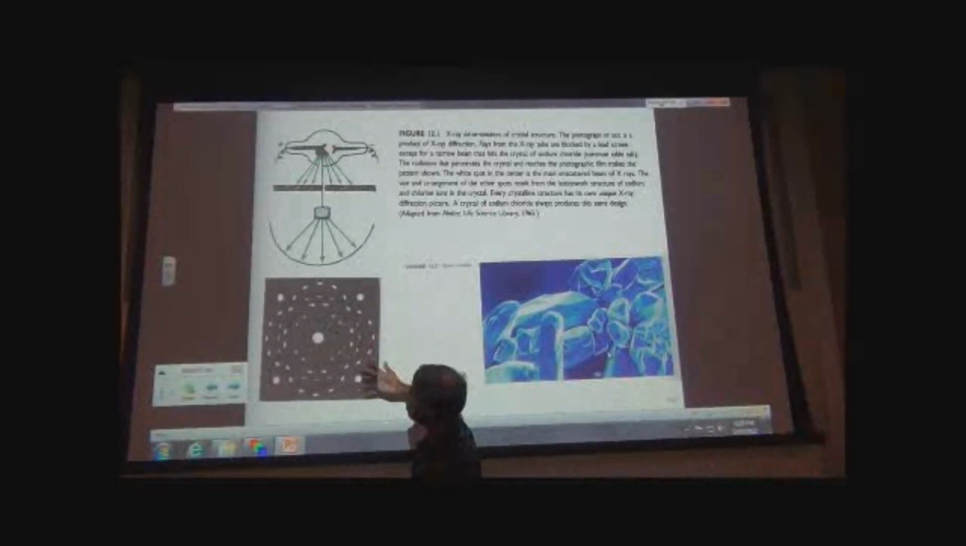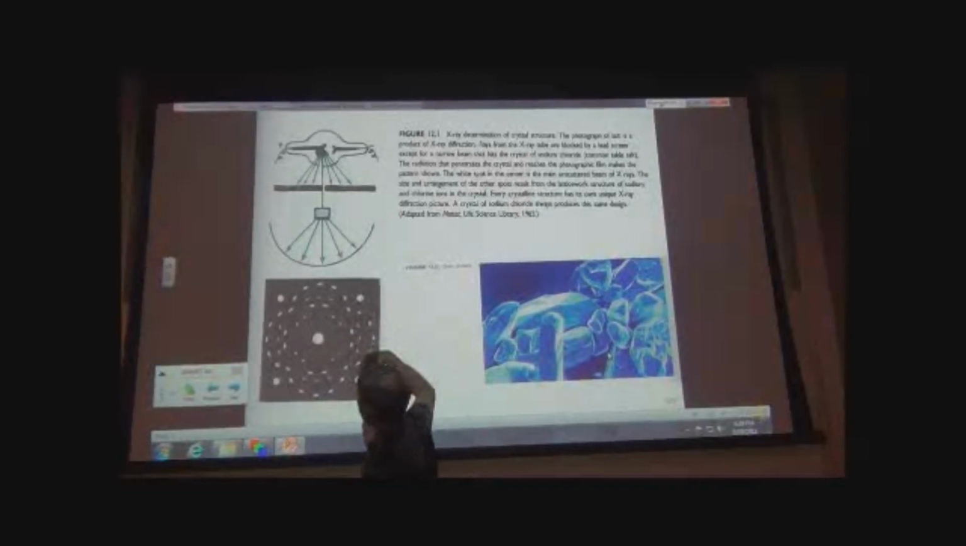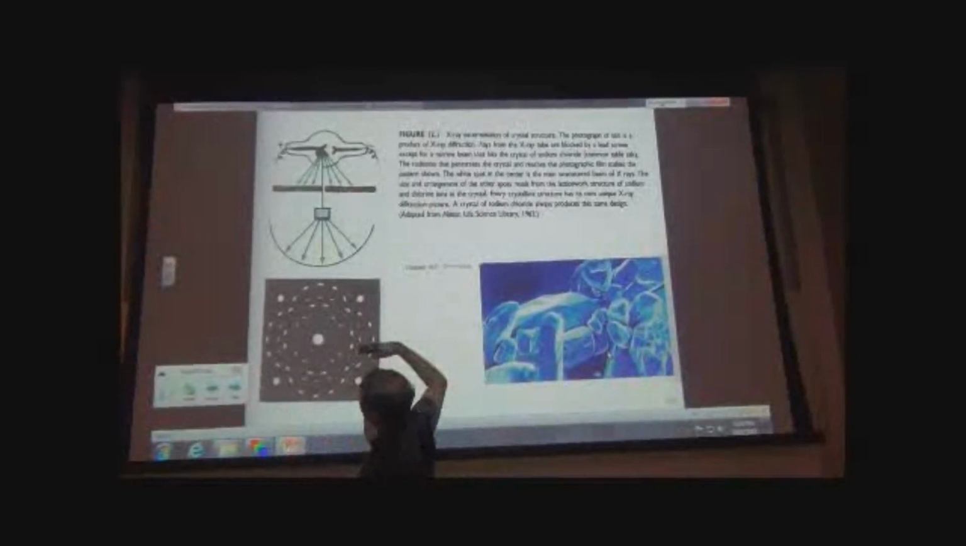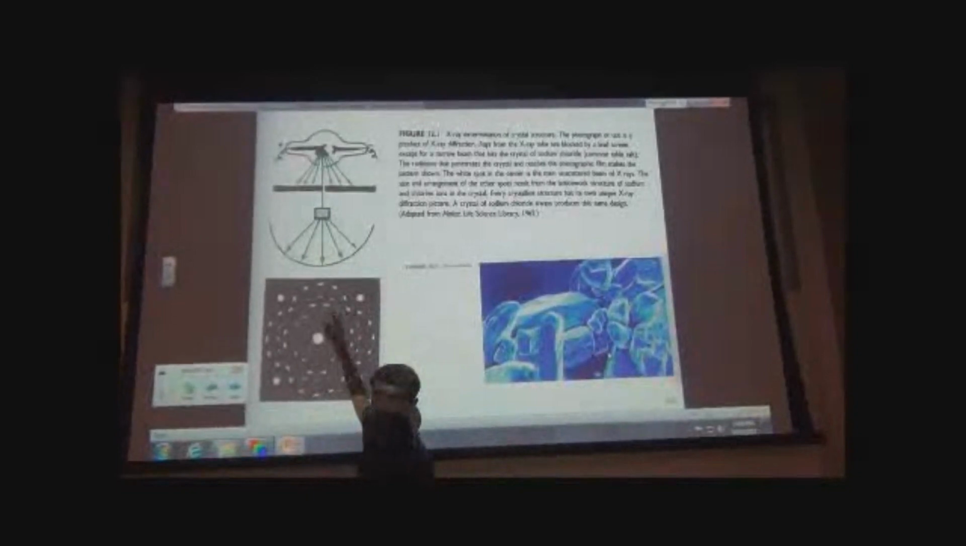Notice that this has a certain symmetry. It has a fourfold symmetry. Here's a center dot, here's a dot, dot, dot, dot, right? So fourfold means I can put a mirror plane here and it's reflected, mirror plane here and it's reflected across here. So if I rotate it through 90 degrees, I can, to a first approximation, get this.